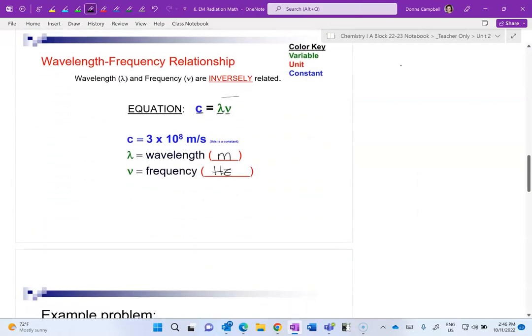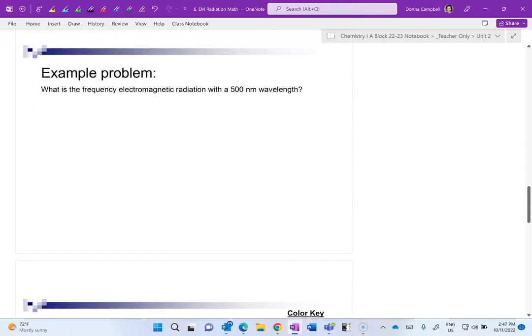So this equation was one you actually created already. You found that velocity, which in this case is the speed of light, is equal to lambda nu, wavelength times frequency. So, what is the frequency of electromagnetic radiation with a 500 nanometer wavelength? Looking for frequency, given wavelength must be in meters. So, we need to transfer that into meters.